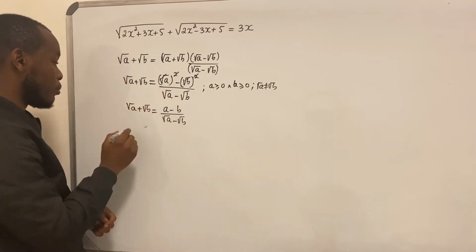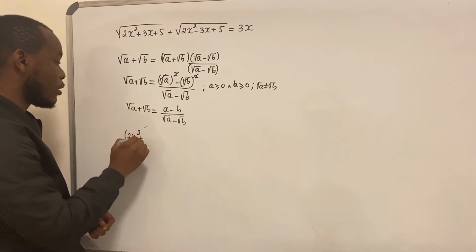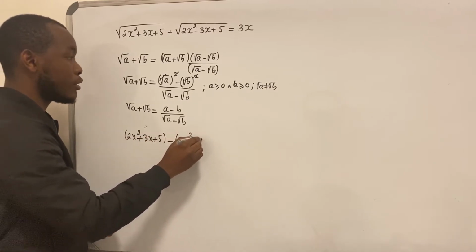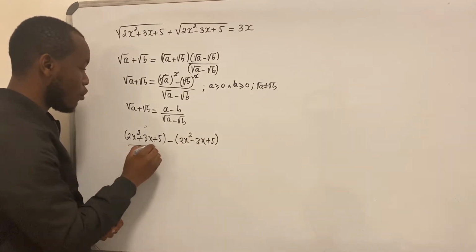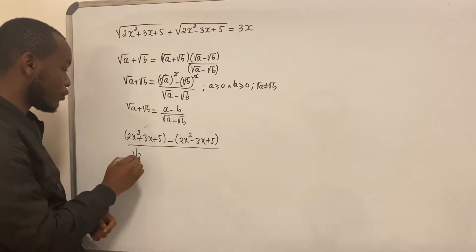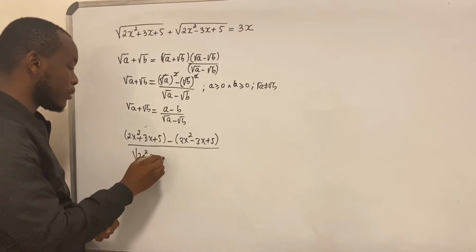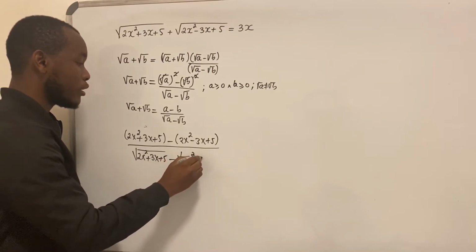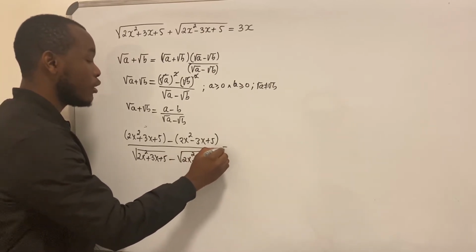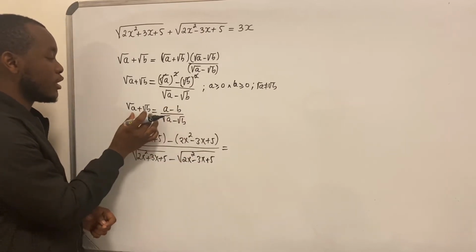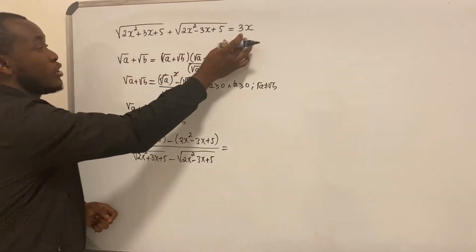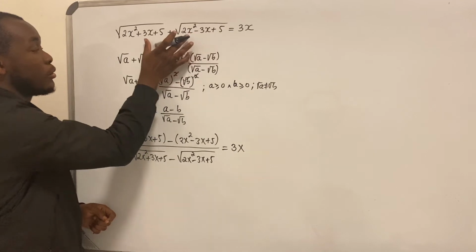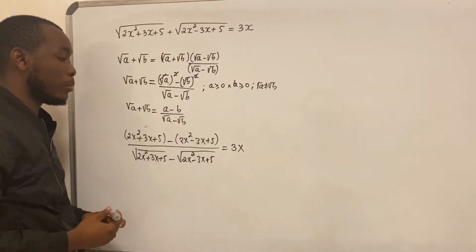So if we consider this approach, then we're going to have 2x squared plus 3x plus 5 minus 2x squared minus 3x plus 5 over, we're going to have square root of 2x squared plus 3x plus 5 minus square root of 2x squared minus 3x plus 5 equal. We saw that this expression is still the same as the expression in the beginning. So this expression is equal to this one. So all this, we can say it's equal to 3x, because 3x is equal to this expression. This expression is the one that we apply the principle.